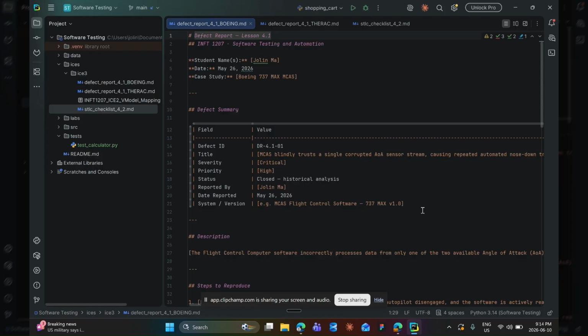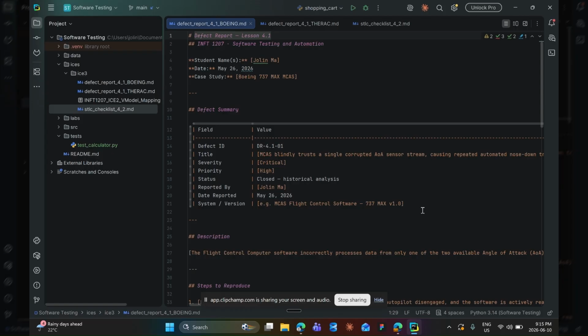MCAS blindly trusts a single corrupted AOA sensor, triggering repeated nose-down commands that override pilot inputs. Root cause phase is requirements, not coding, not testing. MCAS was deliberately classified as a minor, low-risk utility to avoid expensive pilot retraining. That classification meant no sensor cross-check was ever required. The disaster was designed in before a line of code was written.